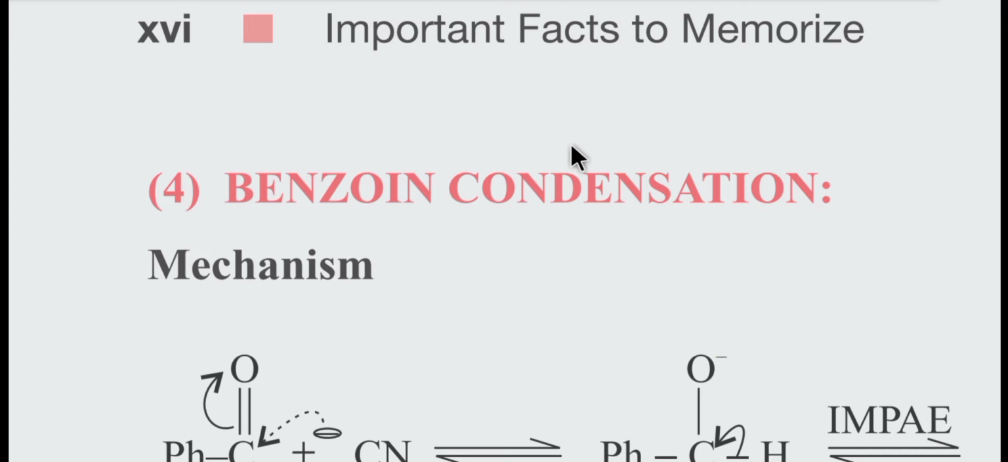Let's start today's topic. Today I bring a new topic, that is benzoin condensation. This is one mechanism in organic chemistry, a very important mechanism. And with this mechanism we will produce the benzoin product. Now what is the benzoin product?